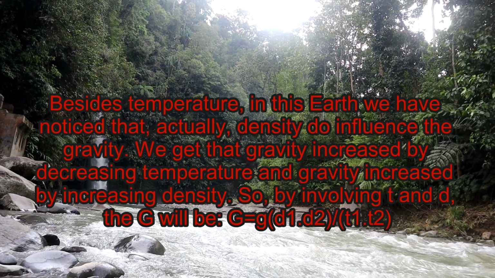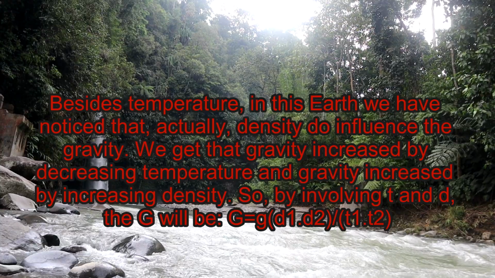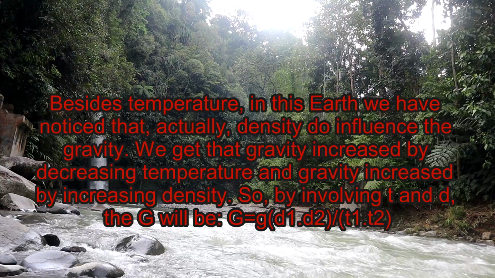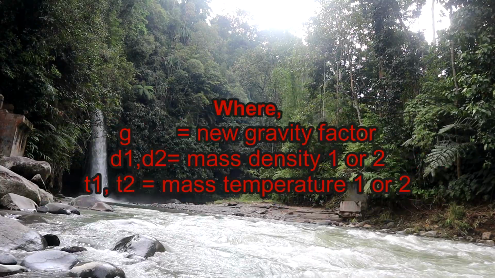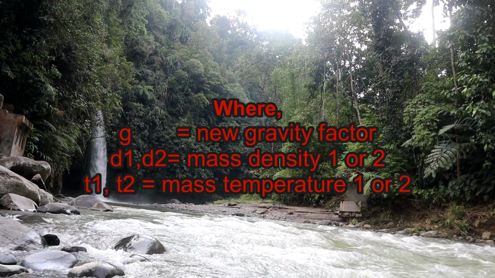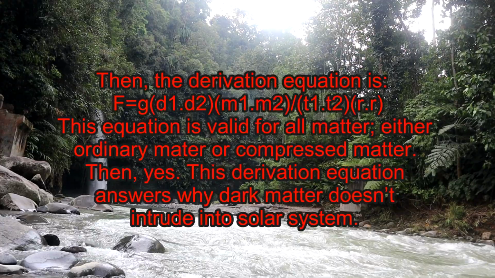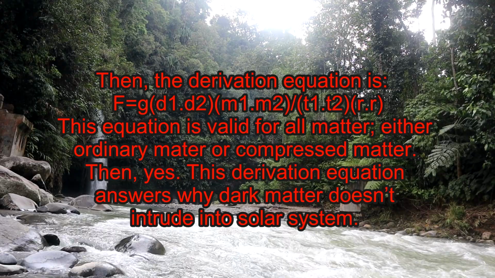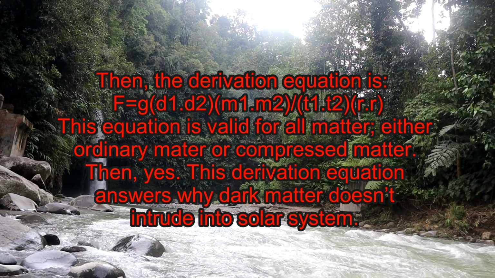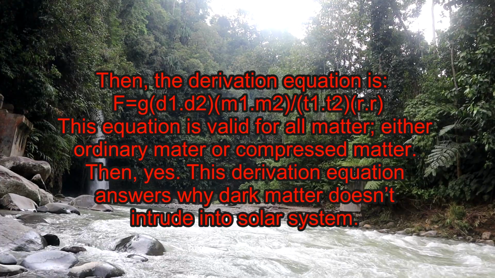You get that gravity increased by decreasing temperature and gravity increased by increasing density. So by involving T and D, the G will be G equal G nu times D1 times D2 divided T1 times T2, where G nu equal new gravity factor, D1 and D2 are density 1 and density 2, T1 and T2 are temperature 1 and temperature 2. Then the derivation equation is F equal G times D1 times D2 times M1 times M2 divided T1 times T2 times R squared. This equation is valid for all matter, either ordinary matter or compressed matter.